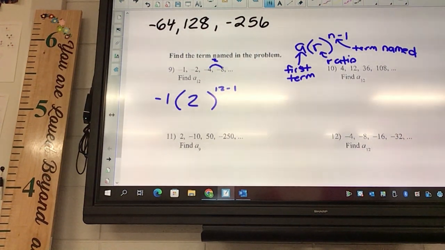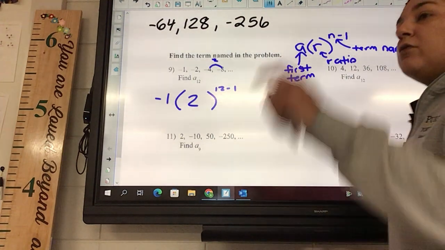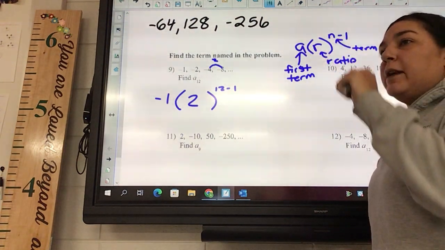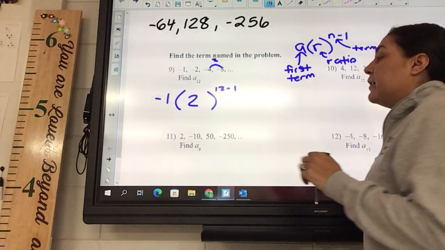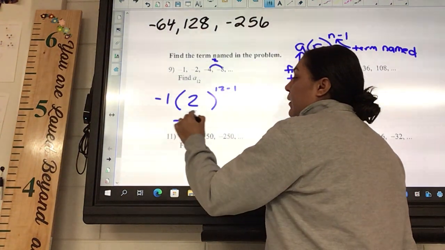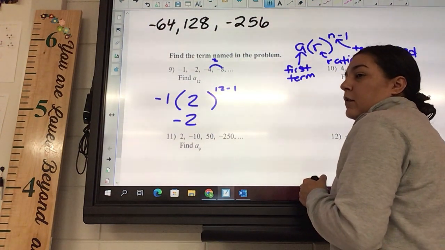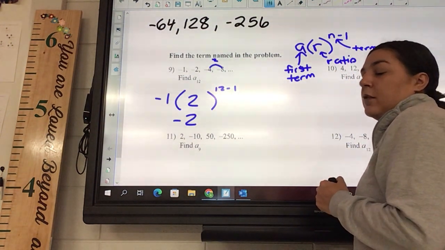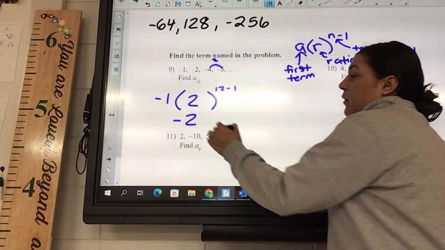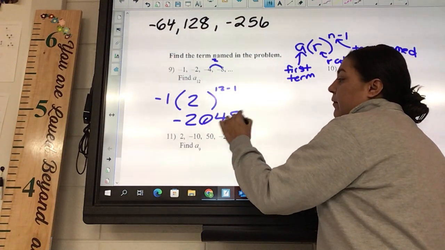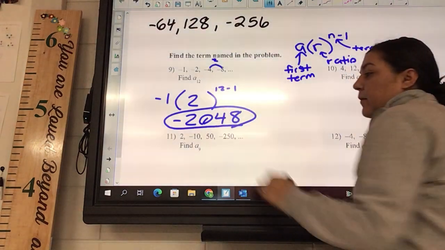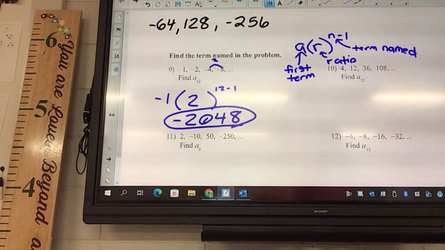You need to say a negative, not a minus. What is it? Negative 2048. Yeah.